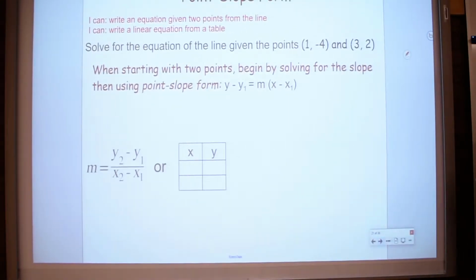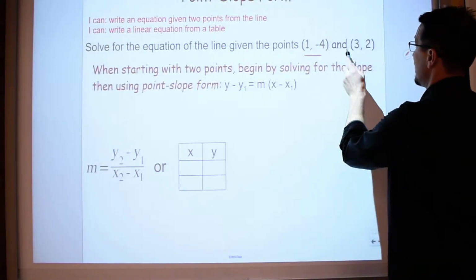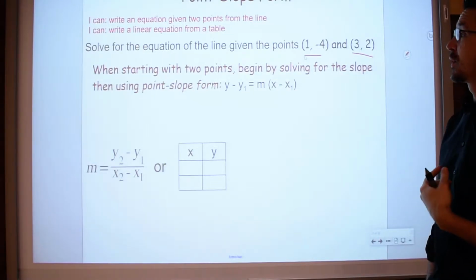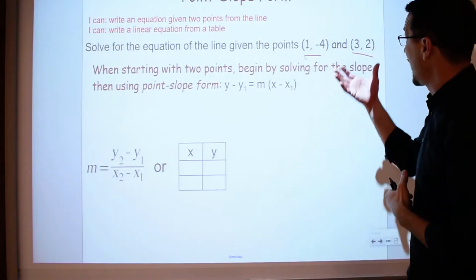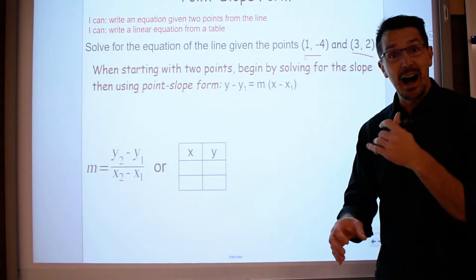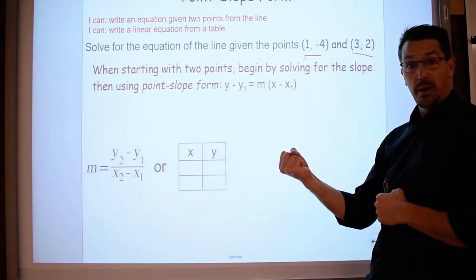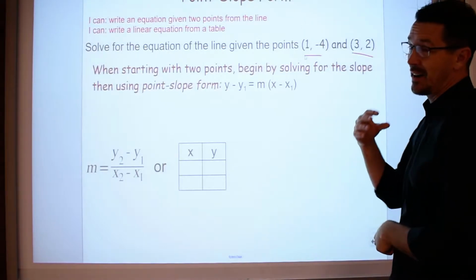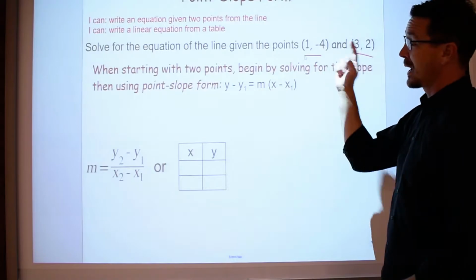Okay, so what they're saying is, I want you to write the equation of a line given, and here's the 2 points that they gave us. When starting with 2 points, begin by solving for the slope, and then use point-slope form. So basically what they're saying, we're going back and saying, okay, when I have 2 points, I can find the rate of change, or the slope. And then once I have the slope, I can use point-slope form, because point-slope form only requires you to have the slope and 1 point, and I actually have 2 points. So I get to pick which one I get to use.